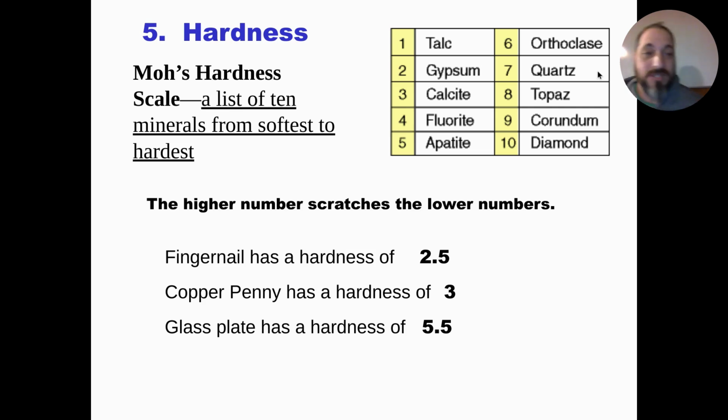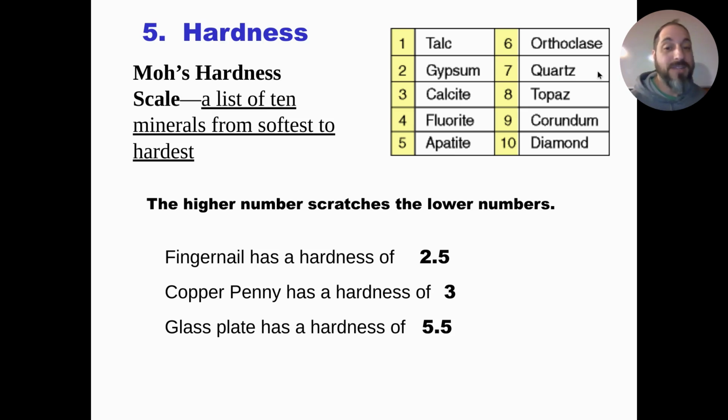So diamond gets to scratch everything and talc gets to scratch nothing, being at the top and the bottom of the Mohs hardness scale. Now there's a couple of things that we can find that can help us to test these things out in the field. So for example, a fingernail has a hardness of 2.5. That means that talc and gypsum would not be able to scratch your fingernail, but calcite can.